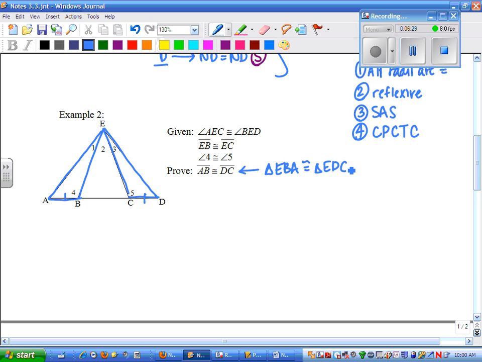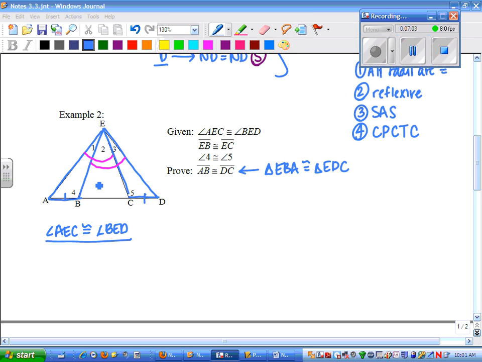Okay, so right now I have given that angle AEC, this big one, is congruent to angle BED, this one. Now that's not an angle inside the triangles that I want to prove. Again, I want to prove this one on the left and this one on the right. But if I subtract something out of it, if I take away this angle 2, I do have angle 1 and angle 3 left, which is key. I need that then for my first A. Go ahead and write down your first given.